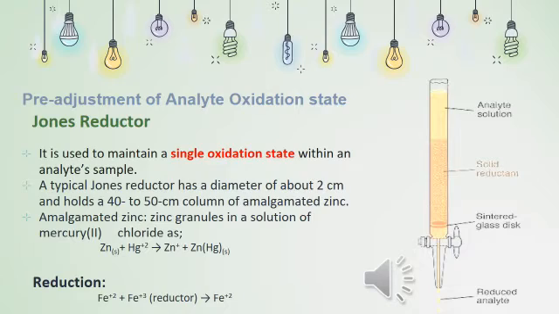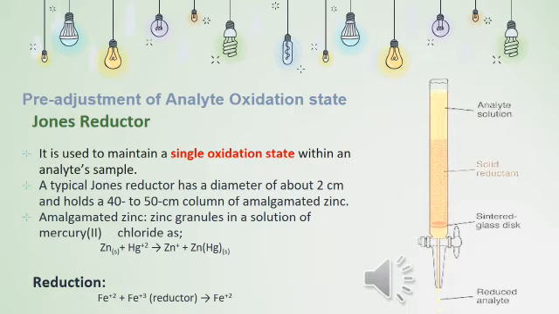Now the purpose of pre-adjustment of the analyte oxidation state is to maintain a single oxidation state within an analyte sample. For this we use a device known as a Jones reductor. A typical Jones reductor has a diameter of about 2 cm and holds a 40 to 50 cm column of amalgamated zinc. Amalgamated zinc is actually zinc granules in a solution of mercury(II) chloride. This chemical equation is the representation of amalgamated zinc.